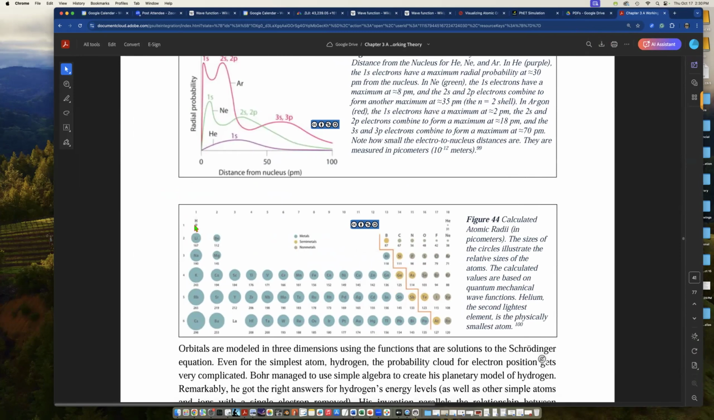But there's the size of hydrogen. Helium is smaller. Remember, I pointed this out before the break. Helium has two protons. So its electric attraction to the electrons is stronger. And in fact, the whole atom is smaller because of that. But when you get these more complex, larger atoms, they're physically much bigger than helium or hydrogen and so forth.